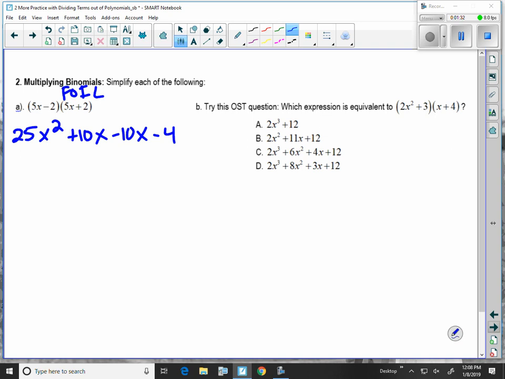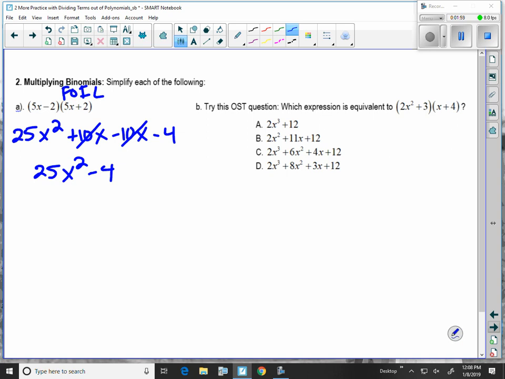Is there anything we can simplify? Yeah, we have a positive 10x and a negative 10x, so those are going to end up canceling out. So we have 25x squared minus 4. Let's say on the test, if we don't end up combining, you probably will lose a point.